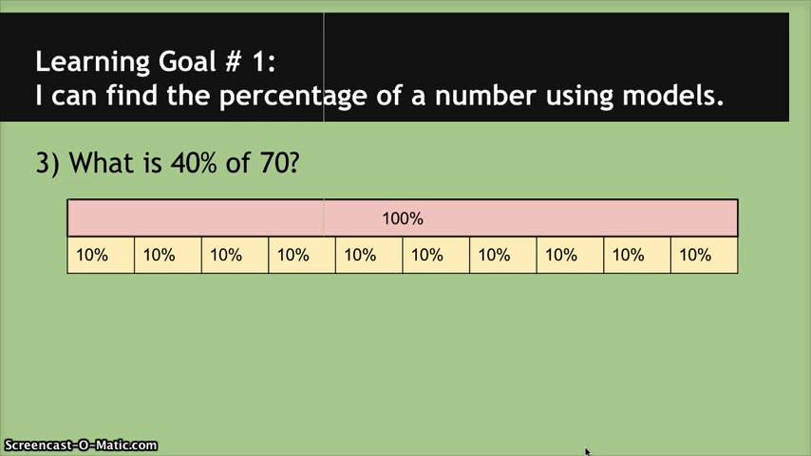Our third and last problem is, what is 40% of 70? Why don't you go ahead and solve this one on your own.